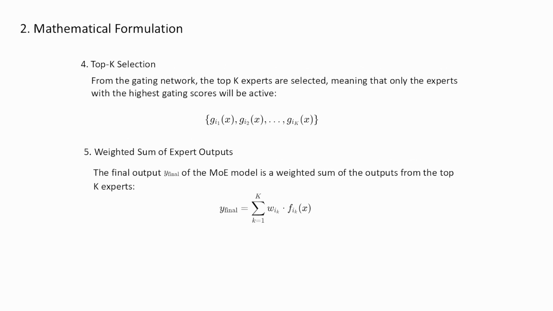5. Weighted sum of expert outputs. The final output y_final of the MoE model is a weighted sum of the outputs from the top K experts as follows. W_ik is the gating score for expert i_k, and F_ik is the output of expert i_k. To ensure that the weights sum to 1, the gating scores for the selected experts are normalized. This normalization step ensures that the weighted sum is properly scaled. Finally, this process can be described as follows.